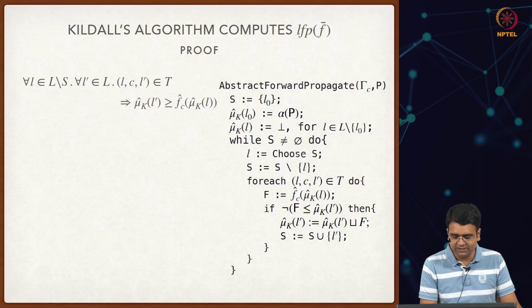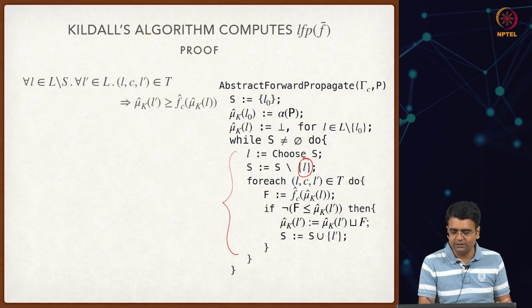so what happens in this particular body? You can see that we remove something from S. Since this loop invariant is over locations which are not in S, now we need to prove this also for this location L, which has been removed from S. Which means for this location L, I need to show that for every successor L prime of that location, this mu hat k at L prime is greater than or equal to f at C of mu hat k of L.